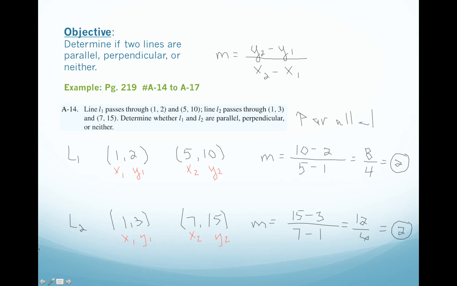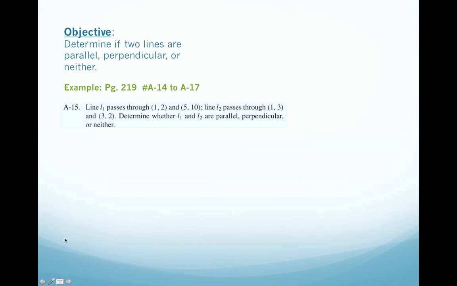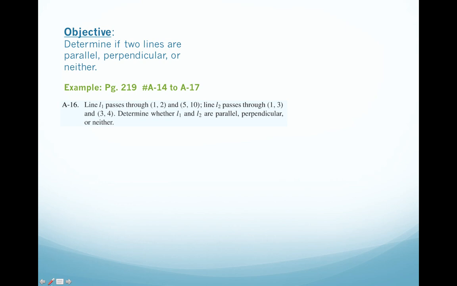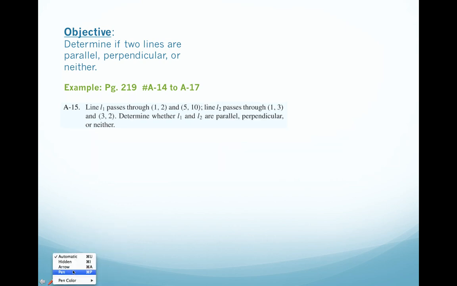Excellent. Let's move on to the next example. Again, here we have two different lines. Actually, the first line is the same. So for L1, we have the same points. Let's go ahead and write down L1 again. Because the coordinates are the same, we're looking at the same line here, and from the last problem we already found out that the slope was 2. So now let's compare it to line 2.